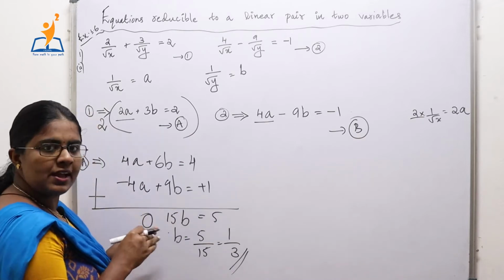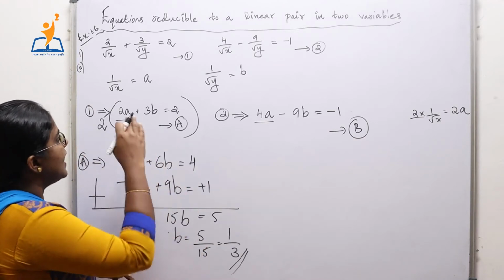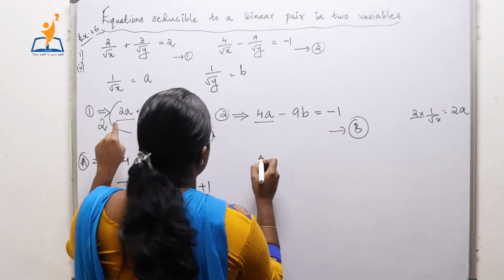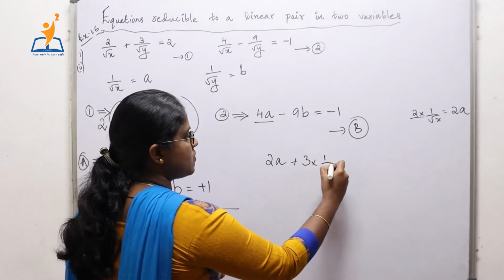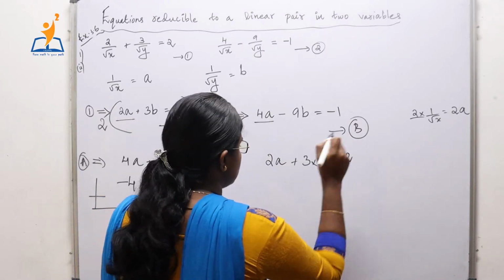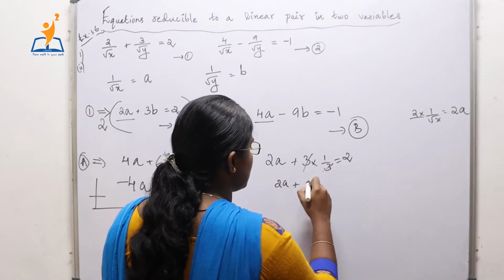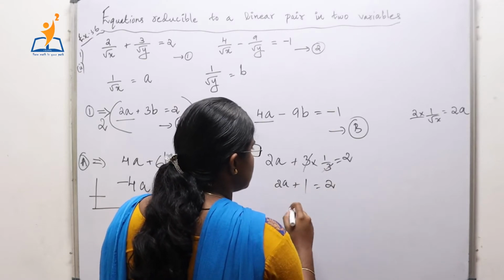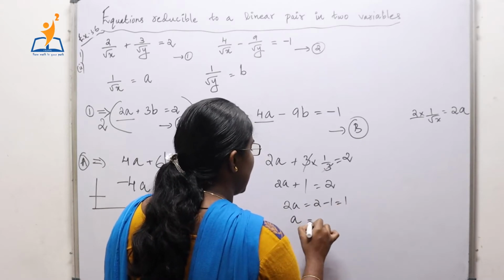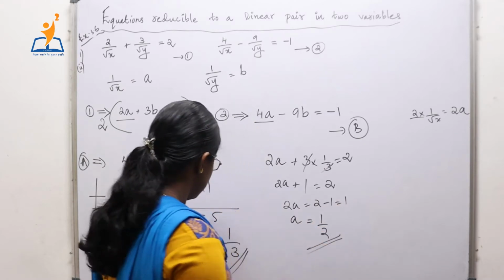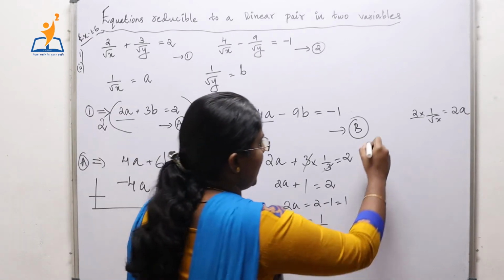So in order to find the value of a, I am going to substitute b is equal to 1 by 3 in equation number 1. So in equation number 1 we have 2a plus 3b. 3 into b is 3 into 1 by 3, which equals 1. So we have 2a plus 3 into 1 by 3 gets cancelled, so 2a plus 1 equals 2. So we have 2a is equal to 2 minus 1, that is 1, and a is equal to 1 by 2. So we got b is equal to 1 by 3 and a is equal to 1 by 2.